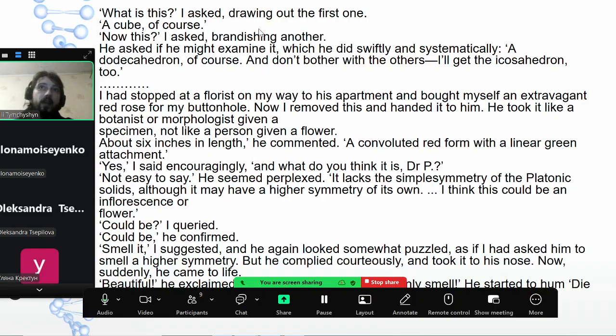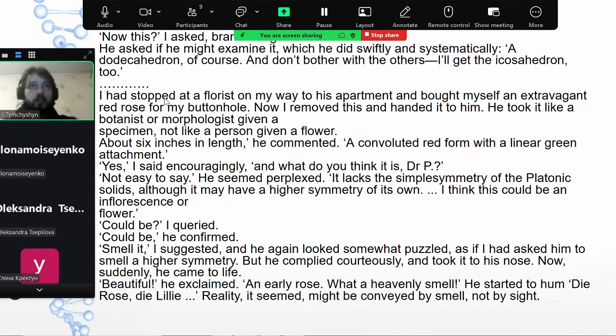"So what is this?" I asked, drawing out the first one. "A cube, of course." "Now this?" I asked, brandishing another. He asked if he might examine it, which he did swiftly and systematically. "A dodecahedron, of course. And don't bother with the others. I'll get the icosahedron too."